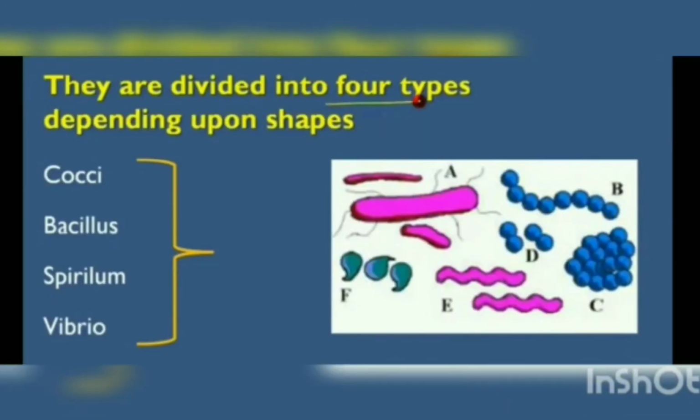There are four types of bacteria and this classification is based on the shapes. They are Cocci, Bacillus, Spirillum and Vibrio. Cocci means the shape is spherical. Bacillus means rod shaped. Spirillum means spiral and Vibrio means it is comma shaped. In the figure, A type is Bacillus, B, C and D type is Cocci, E type is Spirillum and F type is Vibrio.